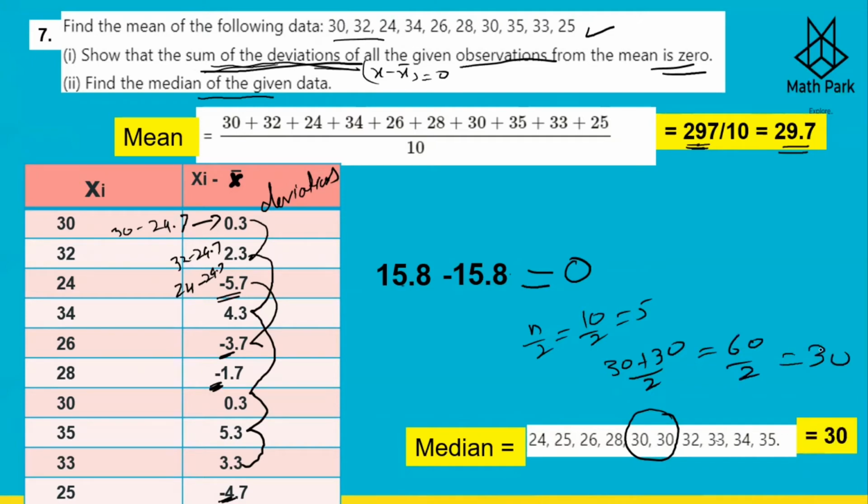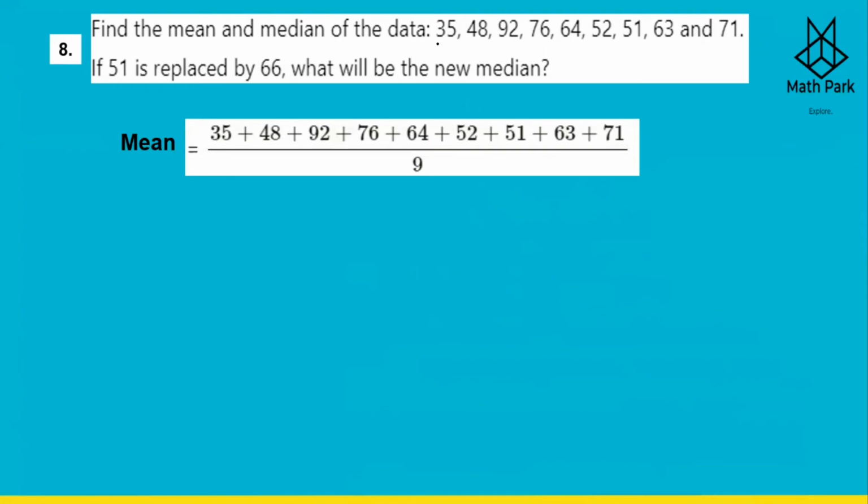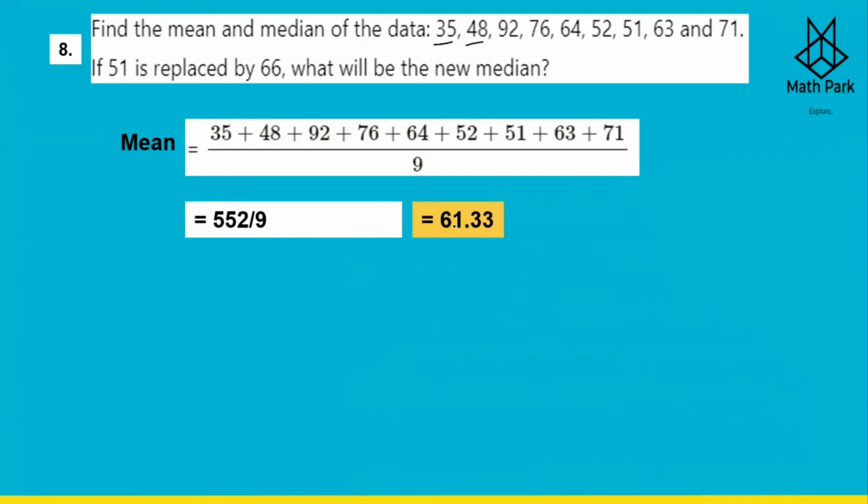Got it? Moving to question number 8, find the mean and median of the data 35, 48, 92, 76, and so on. So you have to find the mean and median. First we find the mean, add all of the observations. The number of observations is 9. Sum of the observations is 552. When we divide by 9, we get 61.33 as the mean of the data.